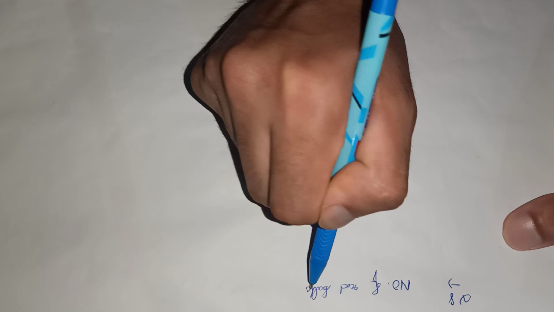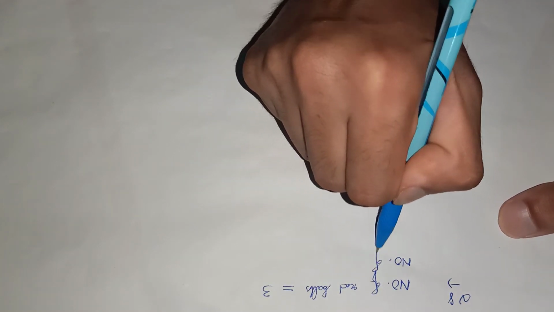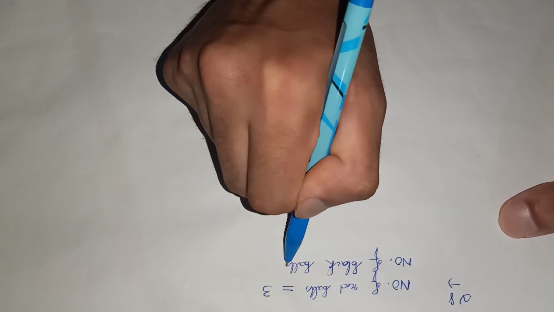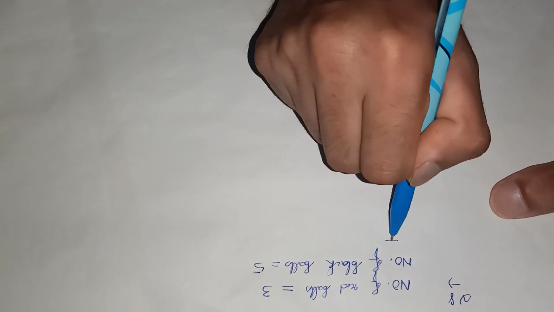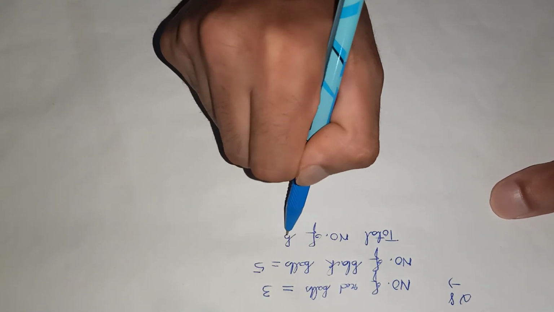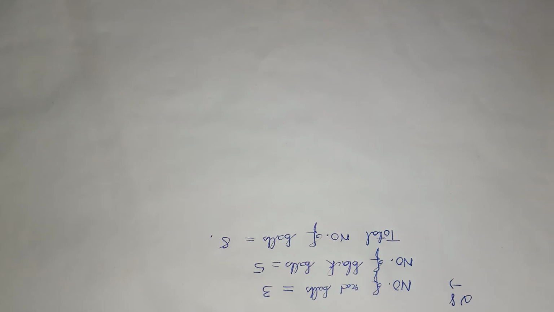Question number 8. Number of red balls is given to be 3, and number of black balls is given to be 5. So the total number of balls will be equal to 3 plus 5, 8. So altogether there are 8 balls in the bag.